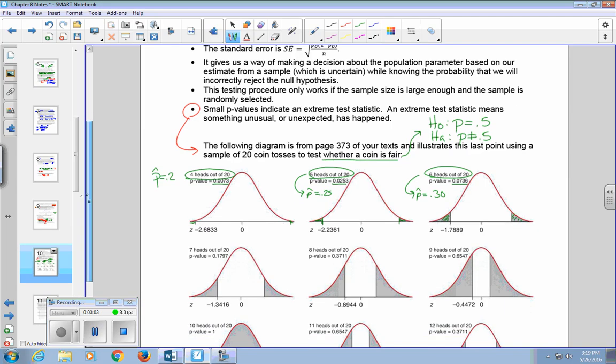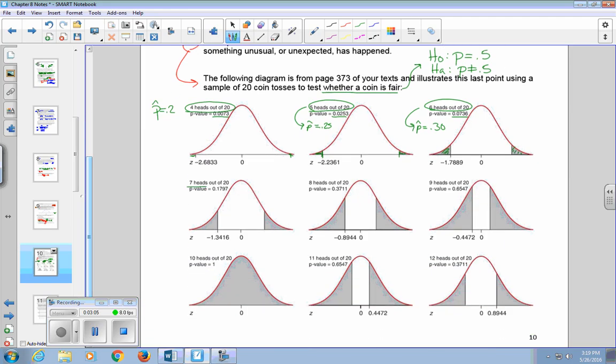If we keep going, notice that the more heads we get, so 7 heads, 8 heads, 9 heads, we'll go up to 10 heads. There's a p hat value of half, or 0.5. Notice that the p-value is 1. That's definitely likely to happen if you've got a fair coin in front of you.